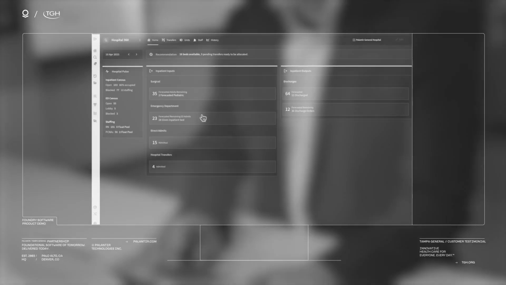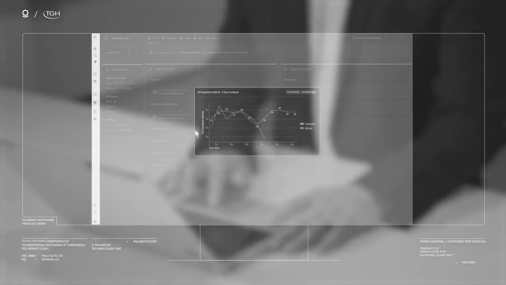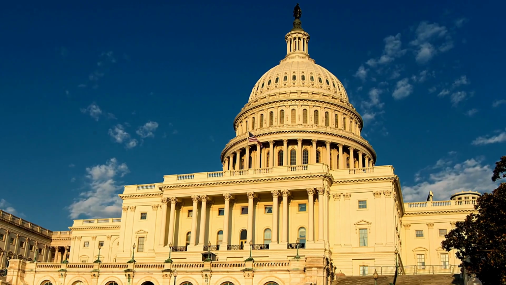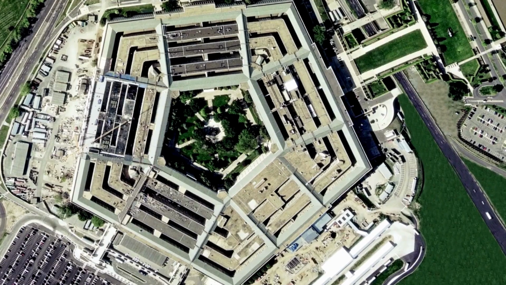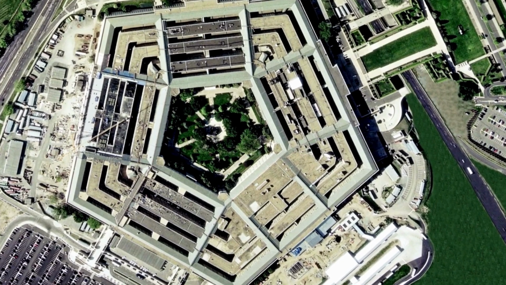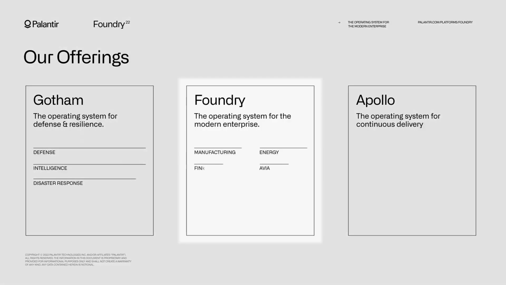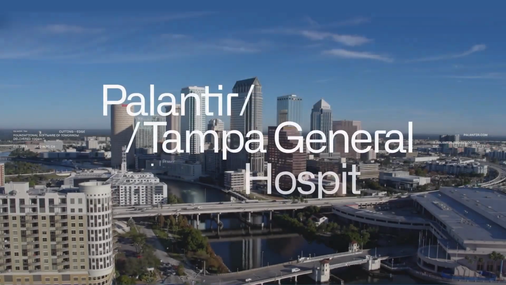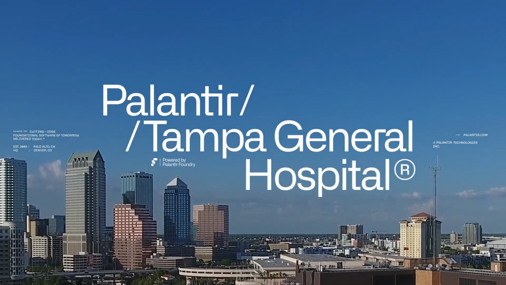Palantir has a mission of building data-driven operations and decision-making software. They started in the information-sensitive defense and intelligence industries, so working in national security contexts has certainly prepared them to keep patient information protected. Foundry is their operating system for modern enterprise. Tampa General Hospital has used Palantir's Foundry to reduce many of their key operating inefficiencies.